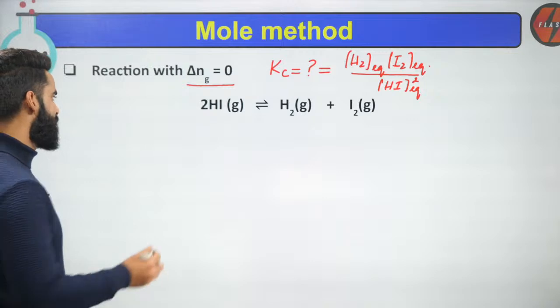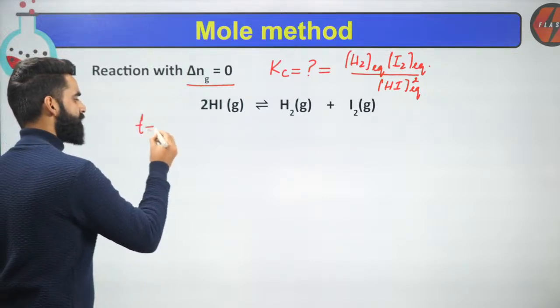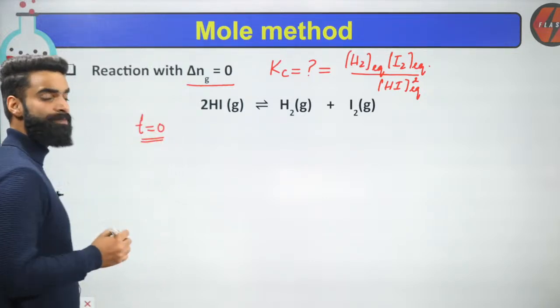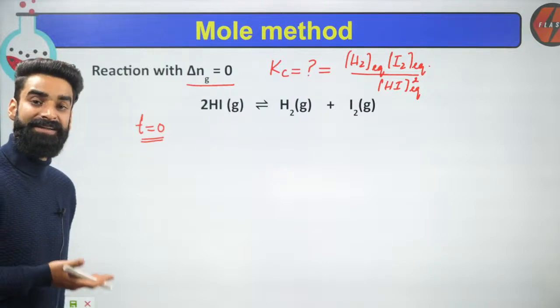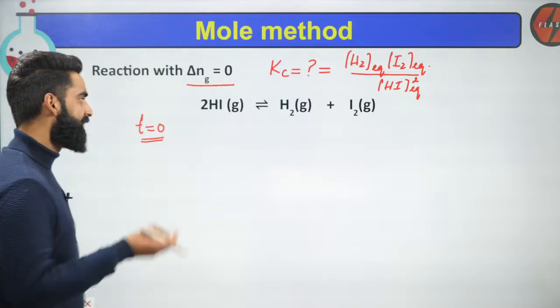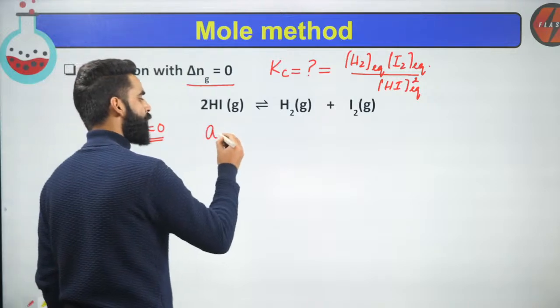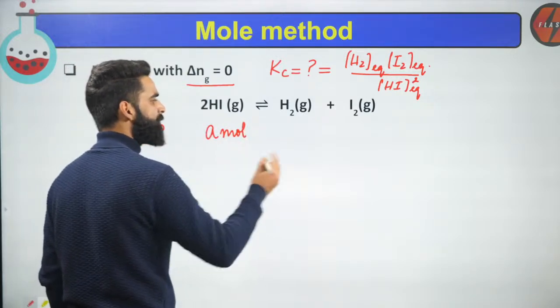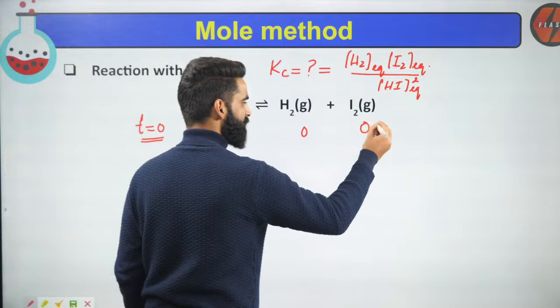Now we will understand. Let's say I'm writing over here time t is equal to 0. At time t is equal to 0, the reaction has not started. If the reaction has not started, let's assume I have A moles of reactant at this time. I'll be having 0 moles of this, and 0 moles of this.